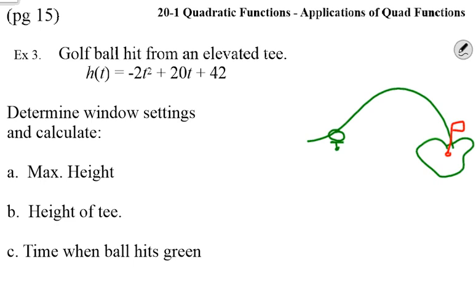We're hitting a golf ball off of an elevated tee. It travels in a parabolic quadratic function path to hopefully hit the green at some point. That's what this question's asking.